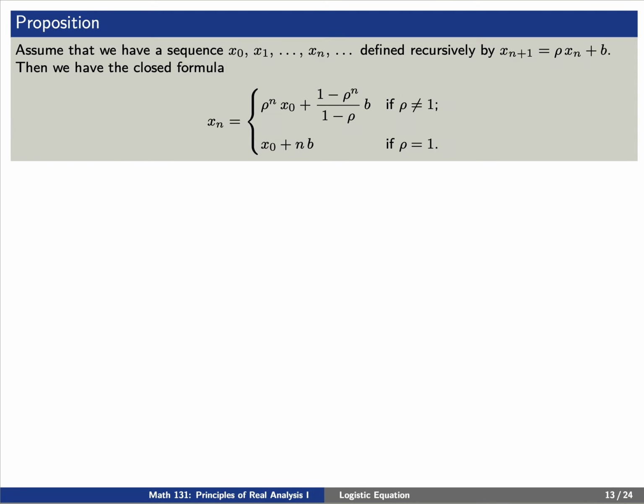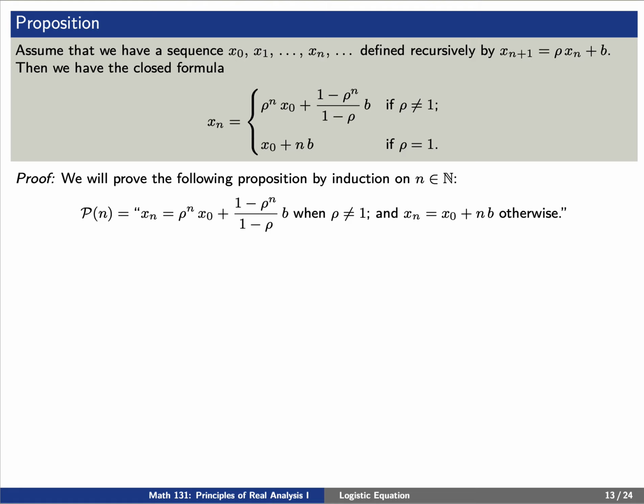In general, say that we have a sequence x0, x1, and so forth, defined recursively by x sub n plus 1 is rho times x sub n plus b. Then we have the following closed form formula that you see here on your screen. We're going to prove this by induction. So let's consider the following proposition as a function of n, which is simply the formula that you see above.